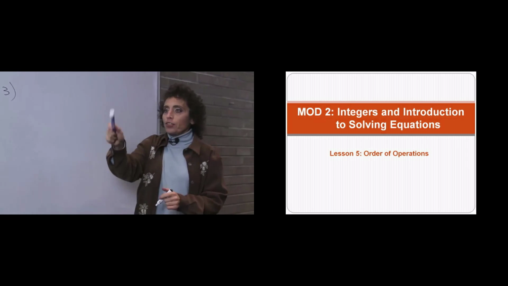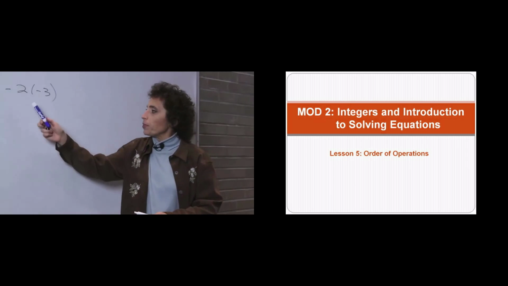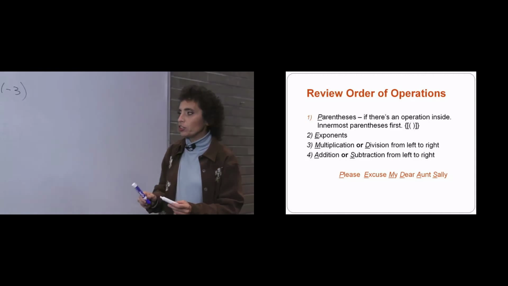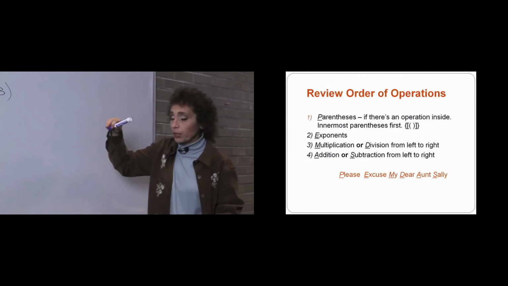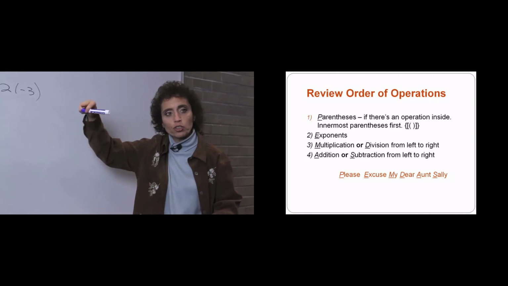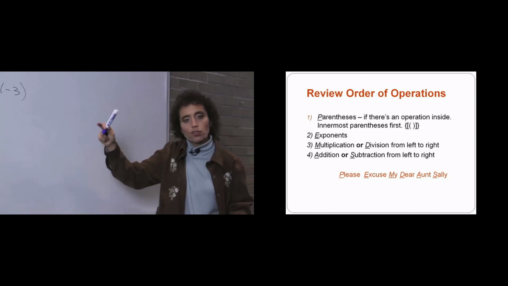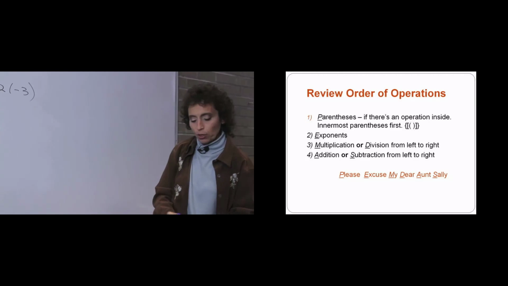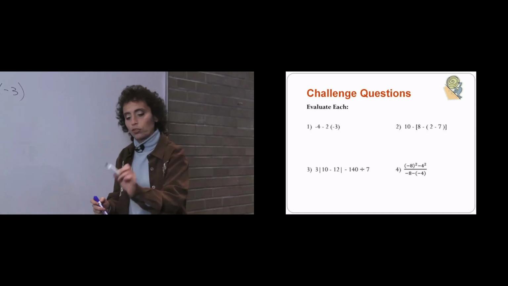It's -4 minus 2 times -3. So we have subtraction and we have multiplication. Order of operations, remember, is parentheses, if there's an operation inside, which we don't have, exponents, which we don't have, multiplication or division from left to right, addition or subtraction from left to right. We do have multiplication. We have to do that first. Watch what I'm going to do. This is really important, so listen to this.